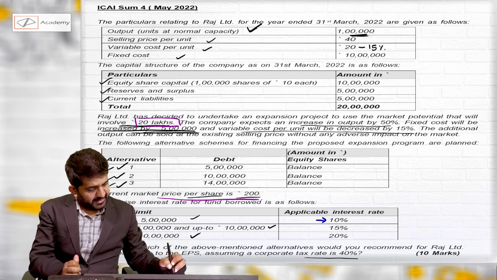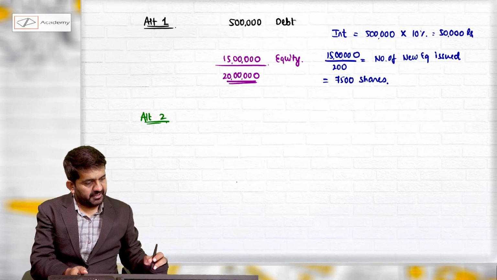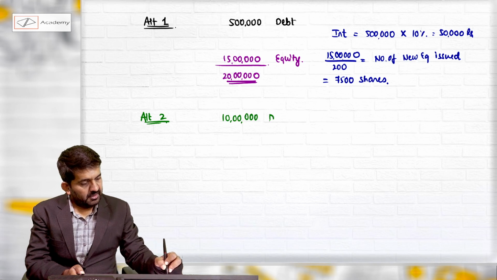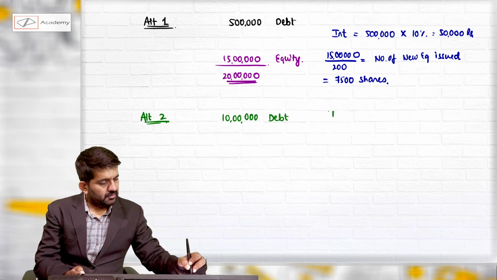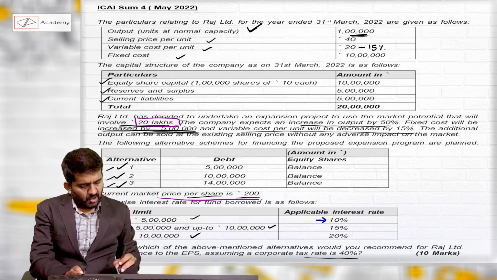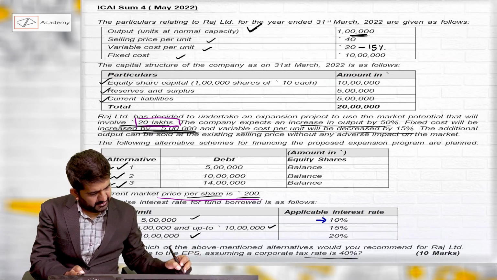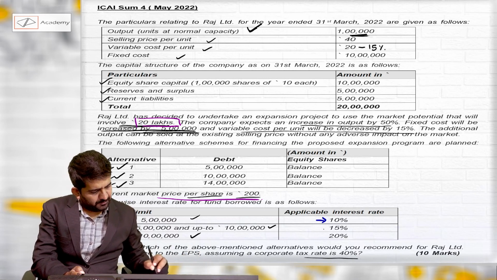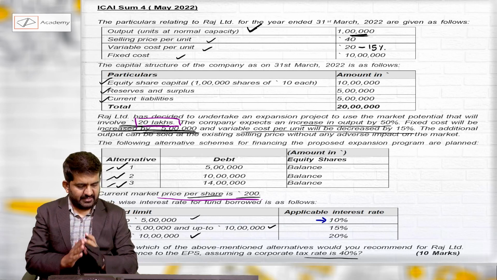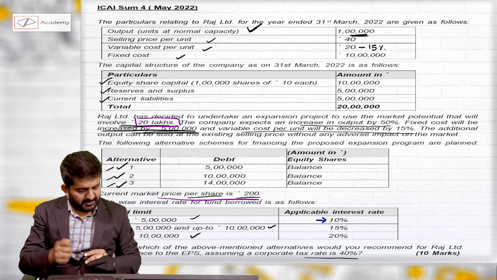How much will be debt? 10 lakhs debt, balance equity. 10 lakhs debt. What will be interest on debt? They say up to 5 lakhs it is 10%. Over 5 lakhs and up to 10 lakhs it is 15%. So we will take it slab wise. How slab wise? Please understand.